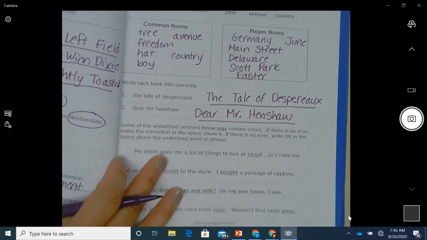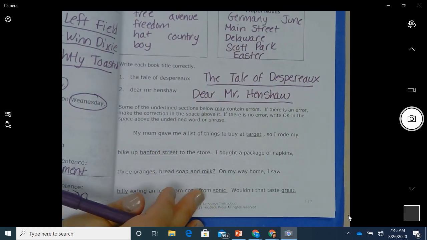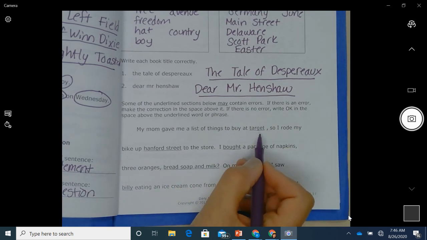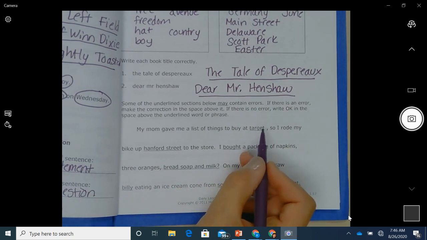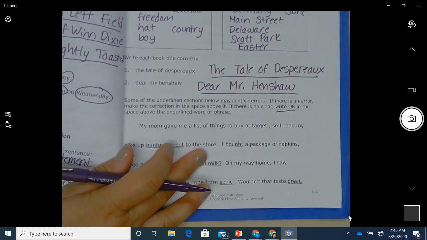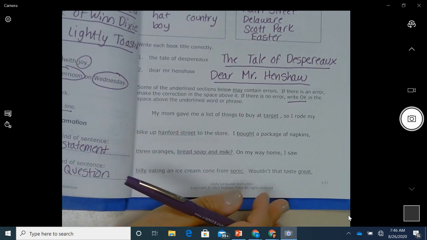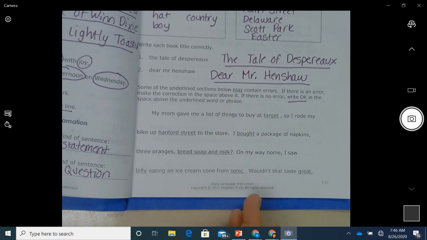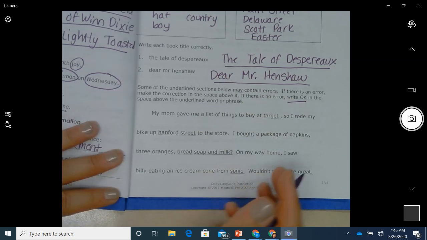Okay. A lot of things with DLI is correcting errors you might see in paragraphs. So when you do this, you have to look at everything underlined, and you either have to correct the underlined portion, or if it's okay, then you write okay. When we do these on paper in class, if you don't write okay, you get that particular question wrong because you're following directions.